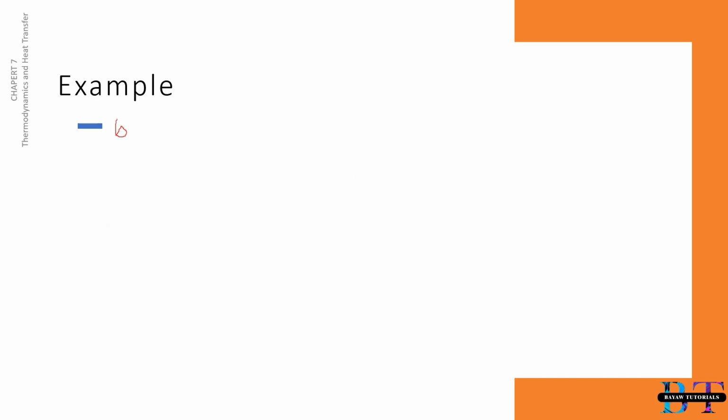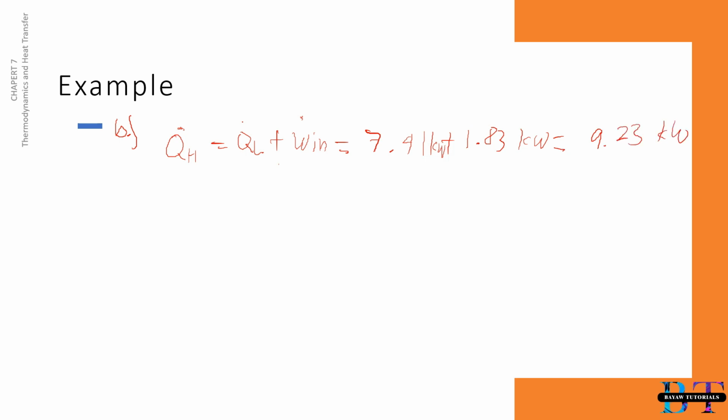So let's proceed to letter B. The rate of heat rejection to the environment is determined from Q sub H, the high heat rate, which is equal to the low heat rate plus work in. So we have 7.41 plus 1.83 kilowatts, which is equal to 9.23 kilowatts.